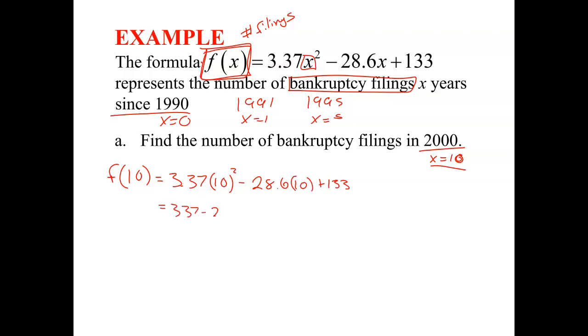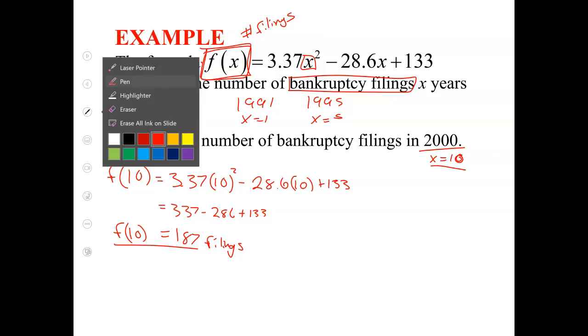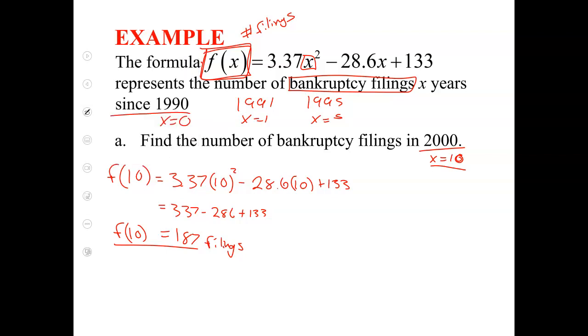187. So in the year 2000, there was 187 filings. For part A, the number of bankruptcy filings in the year 2000: 187.